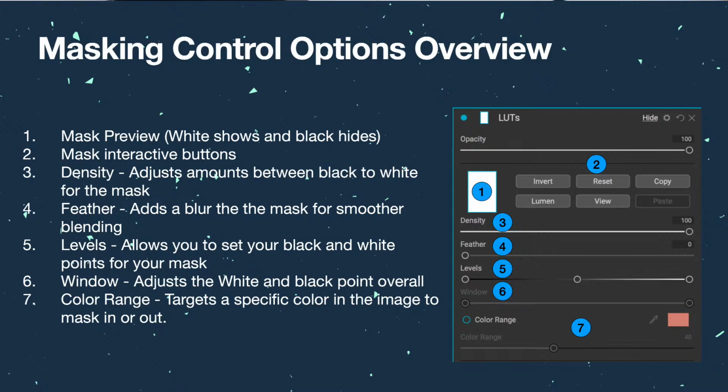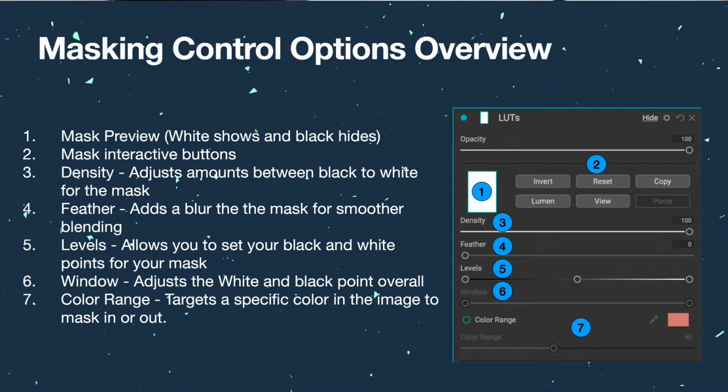But number 5 is levels. This allows you to set your black and white points for your mask. This is very important, especially when we get into the luminosity mask. I'm going to really walk you through that.